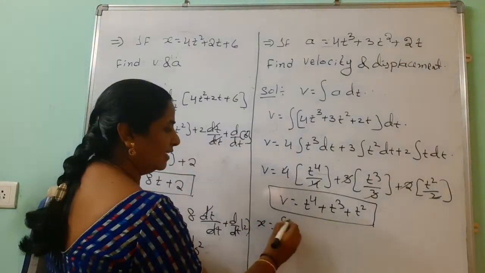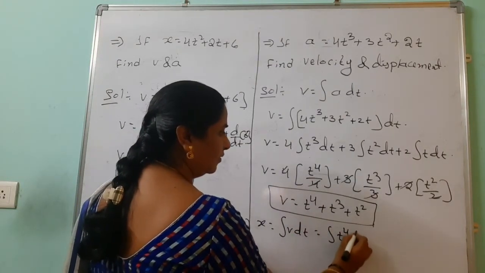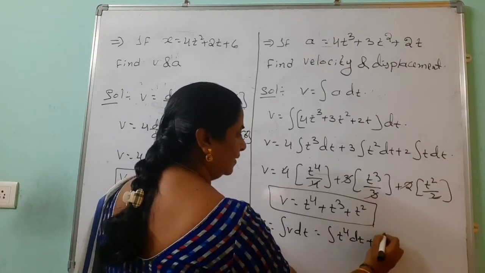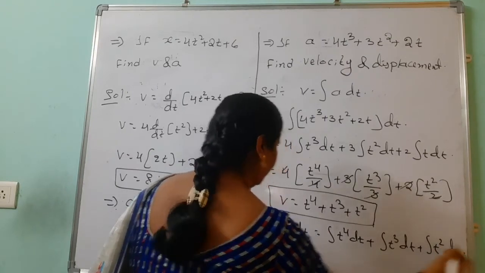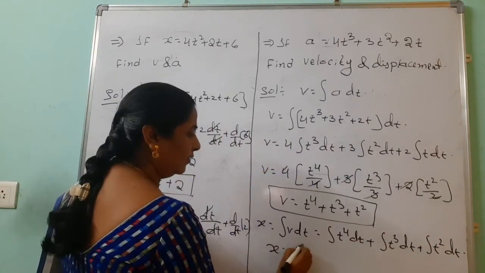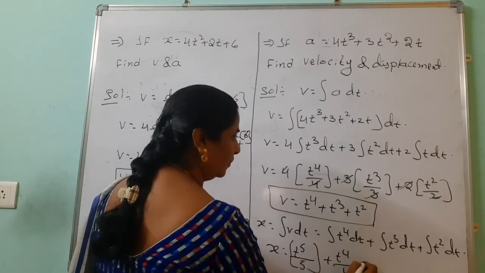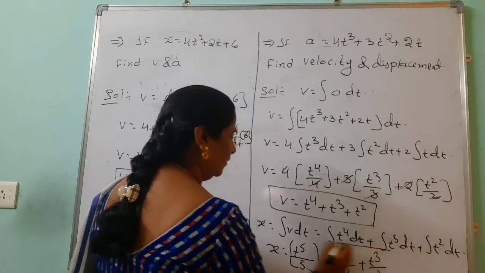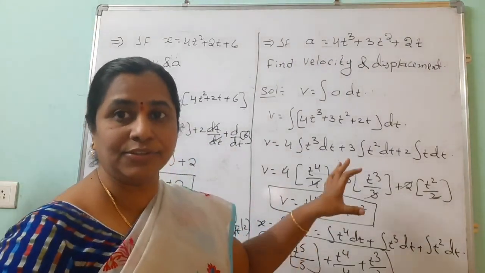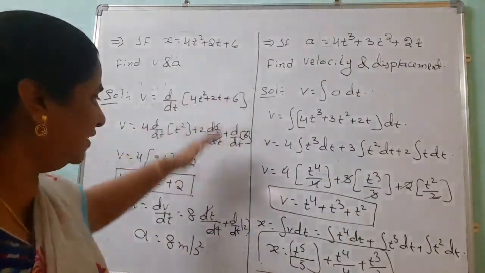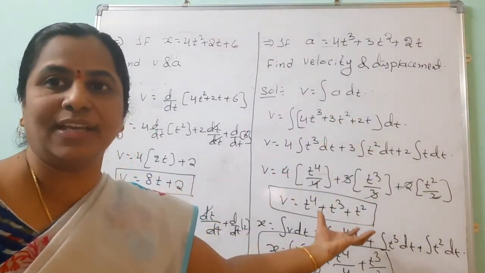X equals integration of v dt. So integration of t to the power of 4 dt plus t cube dt plus integration of t square dt. So x equals t to the power of 5 by 5 plus t to the power of 4 by 4 plus t cube by 3. So with the help of the given data, we can find out the velocity and x. When you observe these two, this is the differentiation, and the reverse of differentiation is the integration. So both the models we are able to do.